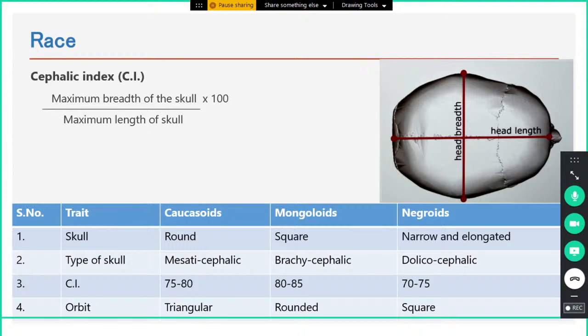Caucasoids, mongoloids and negroids, where the skull is round, square and narrow respectively. And the cephalic index, the third point, CI, for Caucasoids is 75 to 80, mongoloids 80 to 85, negroids 70 to 75.